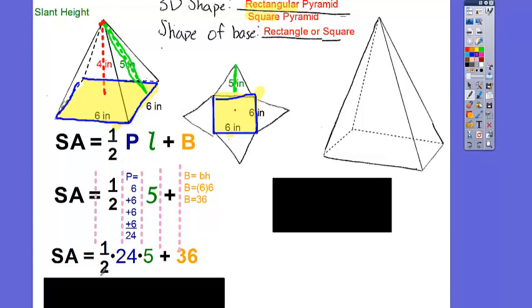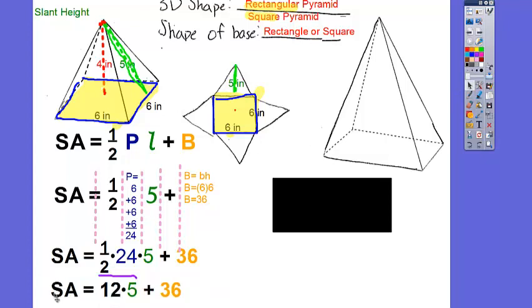Since this number's even, I think it's easiest to do half of 24 first. So if I wanted half of 24, you probably can do that in your head. Half of 24 is 12. So I'll rewrite this surface area equals 12 times 5 plus 36. So according to PEMDAS, I need to multiply next. 12 times 5 will be the next thing. So just like the last video, we're going to continue this over here. But if you have more room, keep going.